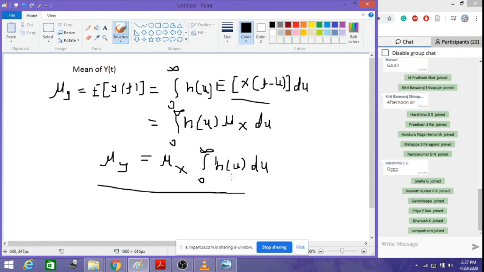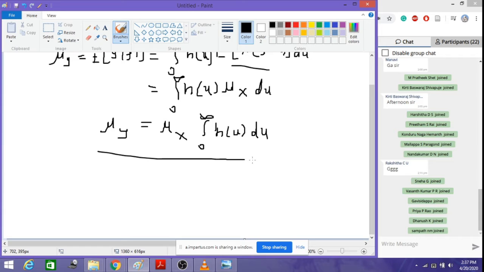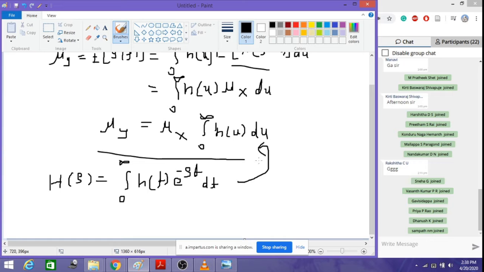Okay. Now if you want to relate this with the Laplace transform, how do we do it? What is the Laplace transform equation basically? Let us define H of s as the integral from 0 to infinity of h of t into e power minus st into dt. Now if you want to relate this equation with the previous equation, how do I do it? I can do this by considering the value of s equal to 0.